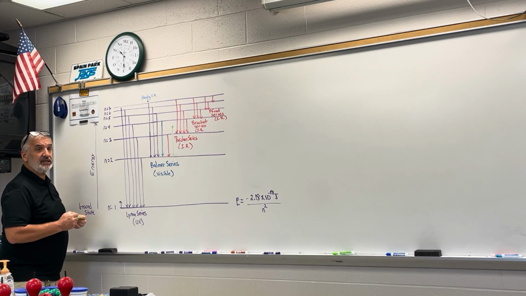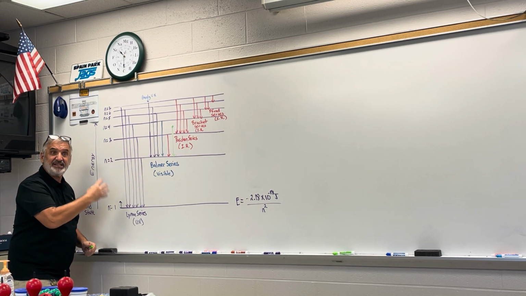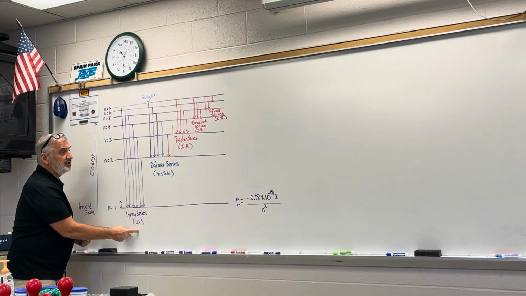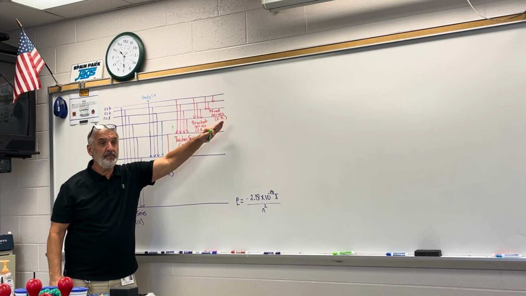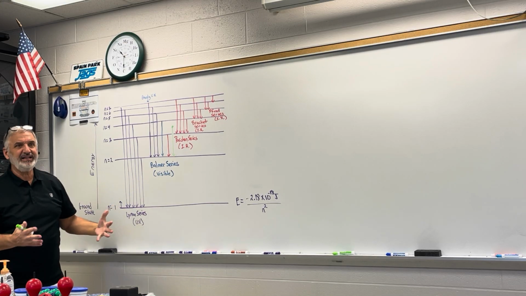Now, we have machines that can pick up these other ones. There's 21 possible transitions. But we get the exact same 21 every time. These are in the ultraviolet. These are in the infrared. We can't see them, but they're there. The infrared's why it gets hot. That's heat.